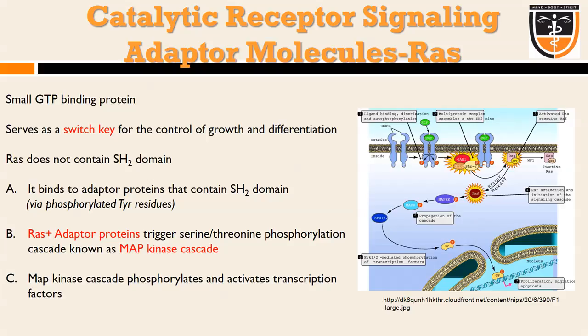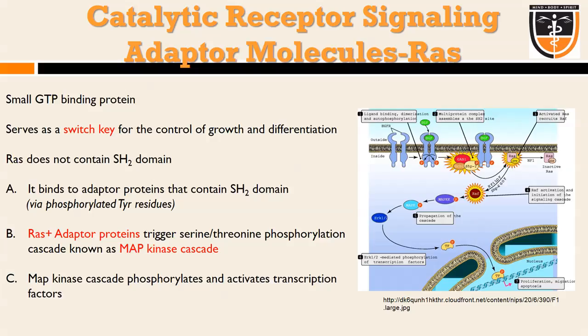So let's talk about the different adapter molecules. We already mentioned the first one, RAS. This is just a review of your slide. We mentioned the previous one. We're going to go a little bit deeper into what RAS does, but we already mentioned it. So remember that the RAS protein is a small GTP binding protein, and remember it serves as a switch key for the control of growth and differentiation. We mentioned what's going to happen when it doesn't work, when there's a problem. People might develop neurofibromatosis. Okay, so this is what it does.